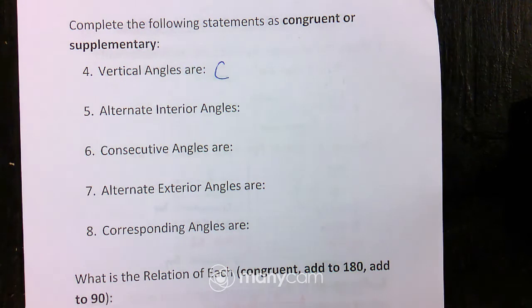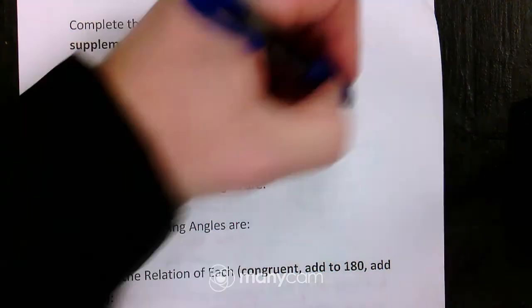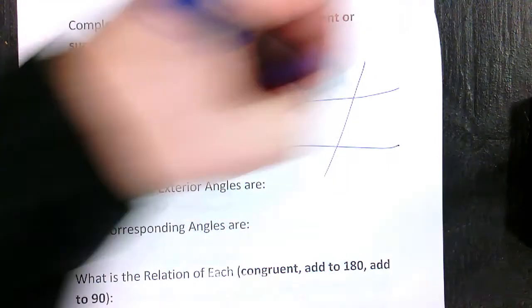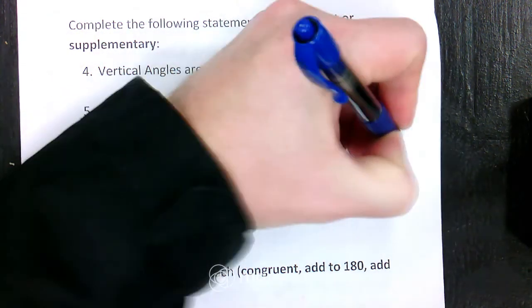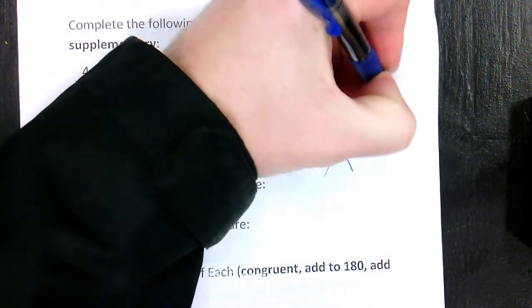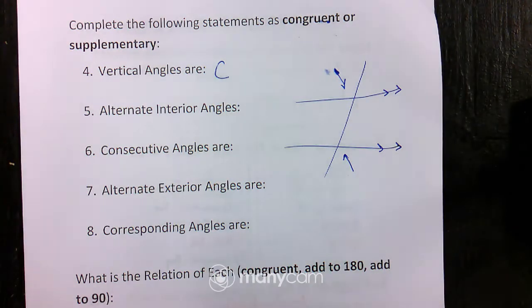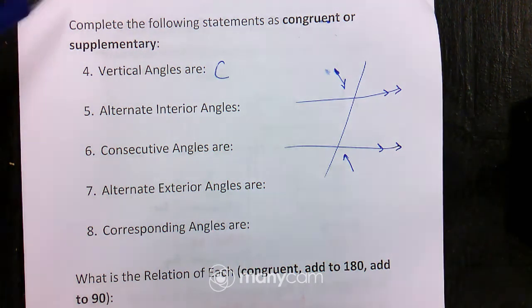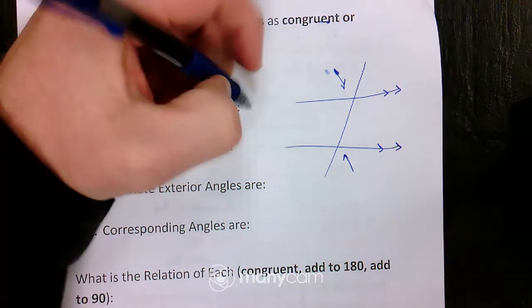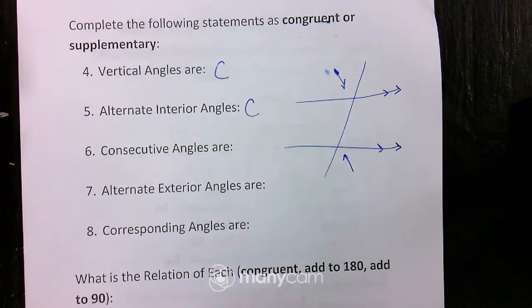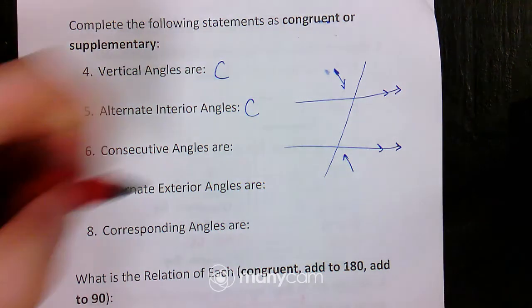Okay? Alternate exterior angles. Just draw a quick little picture. Alternate exterior angles would be this guy and this guy if they're parallel. Right? I'll make sure I write that on the test for you guys, to assume that they're parallel, because they're not always congruent. But yes, they would be congruent. Good answer. What about consecutive angles?